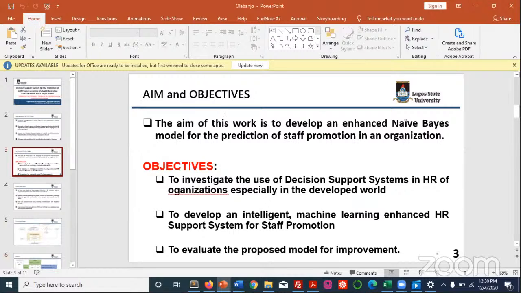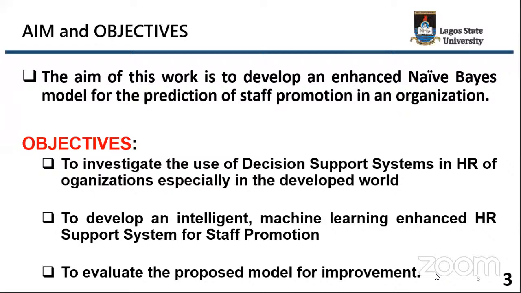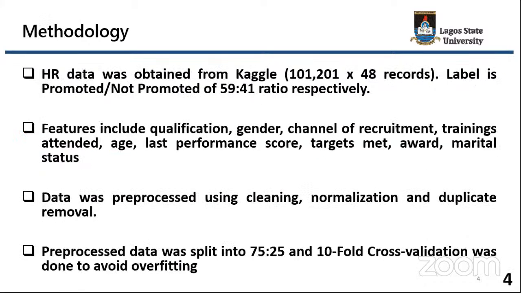Sorry about that, sir. Network technology is really playing up. So our objectives include investigation of DSS, that's decision support systems, in HR of organizations, especially in the developed world. And we hope to develop an intelligent machine learning system to enhance staff promotion, to support HR in implementing staff promotion. And we hope to evaluate the proposed model for improvement.